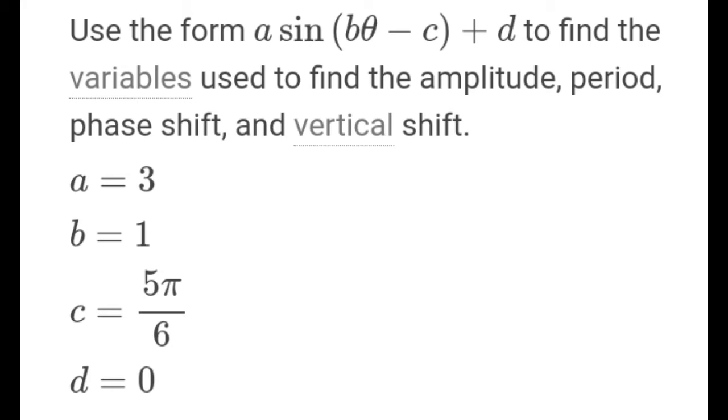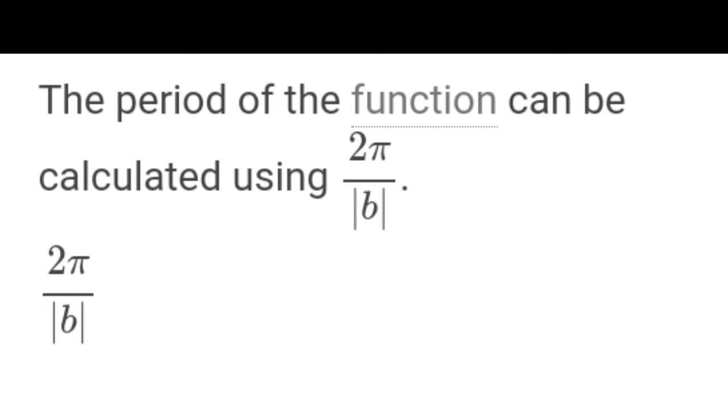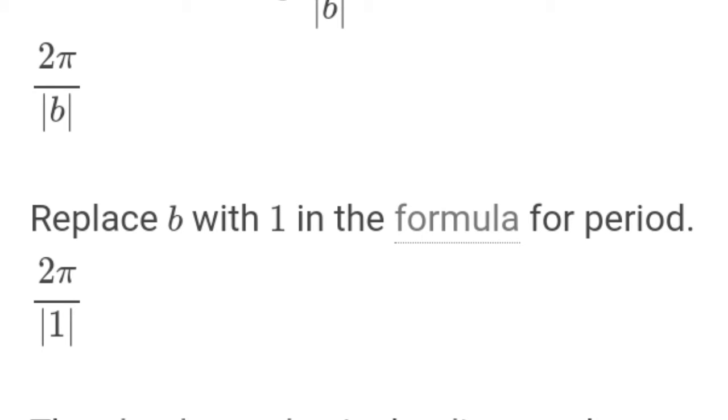In this problem, a is equal to 3, b is equal to 1, c is equal to 5 pi over 6, and d is 0. Amplitude is 3. Next is to find the period of 3 sine times theta minus 5 pi over 6. The period of the function can be calculated using 2 pi over b. Replace b with 1 in the formula for period, 2 pi over 1.